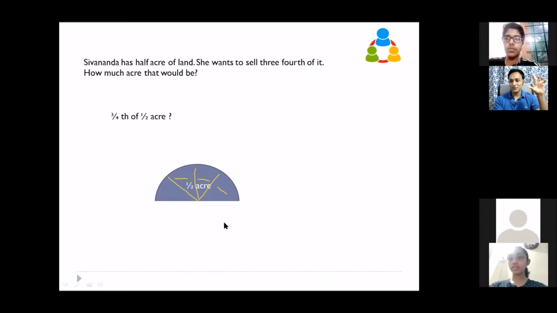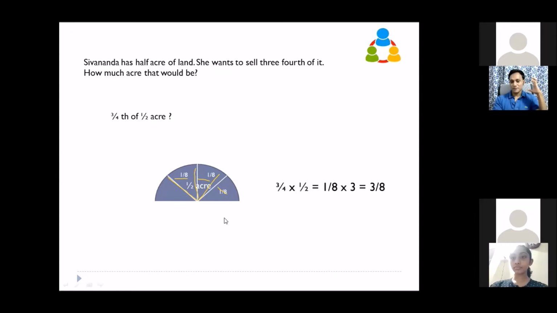So that is the stuff you have to understand. So when you tell Shivananda wants to sell 3/4 of half acre, that is the trick here. Yeah. So then what will happen? Each of this piece will become 1/8, 1/8, 1/8. So this 3 of it will become 3/8. You understand? So that is why when you multiply two fractions, you can multiply numerator to numerator, denominator to denominator. Do you get that? Yes, sir.